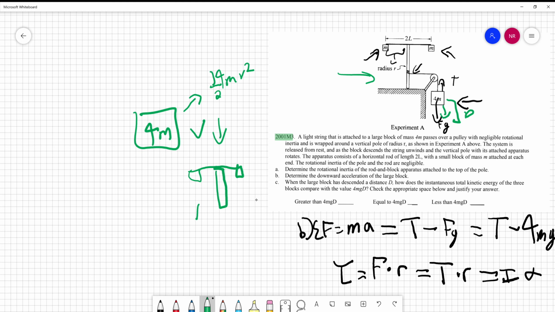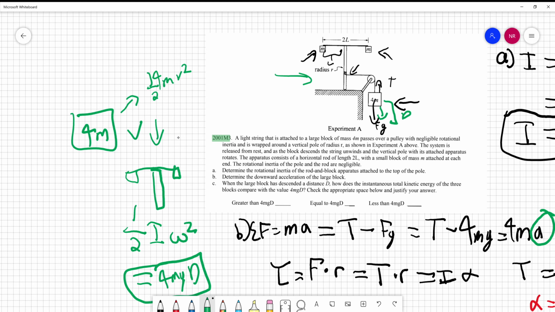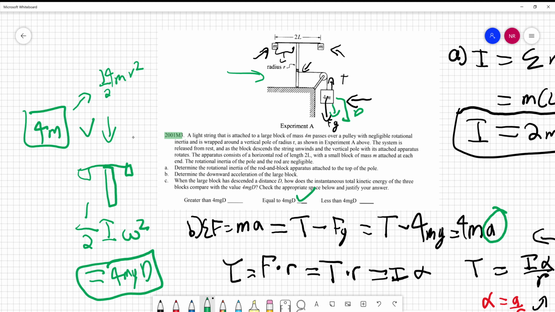Yeah, so sorry. This will have a rotational energy of 1/2 the moment of inertia times omega squared. So if we add up the kinetic energies, they should be equal to the initial 4mgd, which is the potential energy, because of the conservation of mechanical energy. Yes, we're going to say equal, because there's no other work being done on the system. All that's happening is that the potential energy from this block is going to be converted into kinetic energy in both the apparatus and in that same block. So they should be equal.